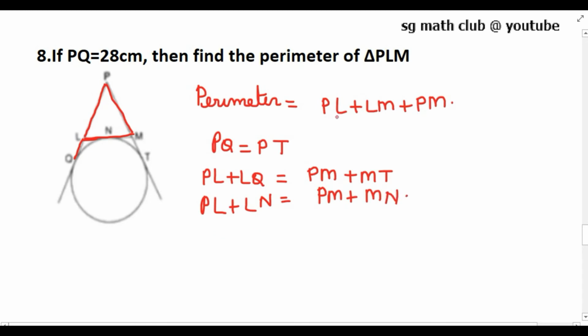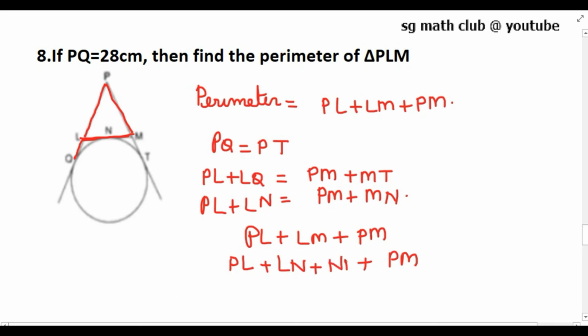Now here we have PL and this LM. So our perimeter of the triangle is PL plus LM plus PM. So this PL and PM I'll write as such. Only this LM, we can see the full length LM, I'm going to write as LN plus NM. So PL plus LN and NM or MN plus PM both are same.